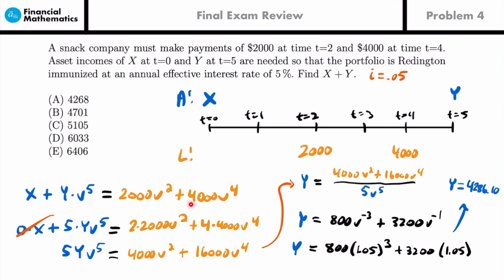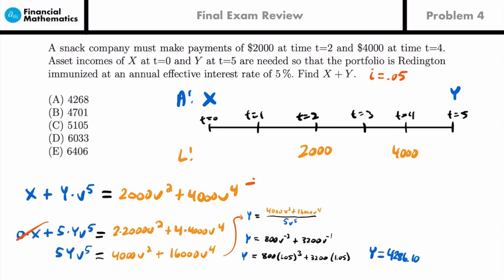Okay, now we can use that to help us calculate x. X is going to be equal to these two values, but then you're going to subtract y times v to the power of 5. So let's work on that next. We will have that x is equal to 2,000 times v squared plus 4,000 times v to the power of 4 minus y times v to the power of 5, which is 4,286.10 times v to the power of 5. Okay, now in each case, I'm just going to divide these cash flows by 1.05 to the power of the respective powers of those present value factors.